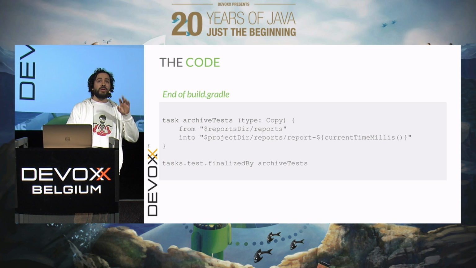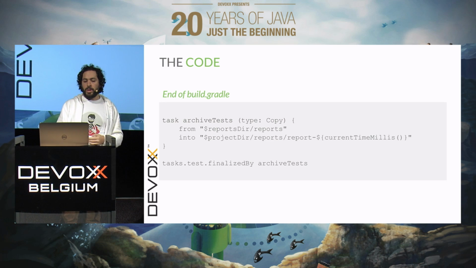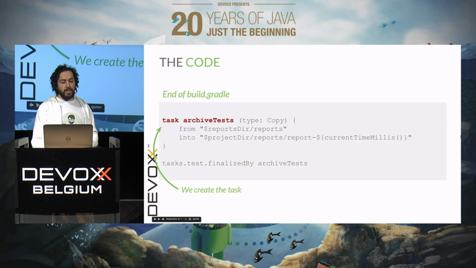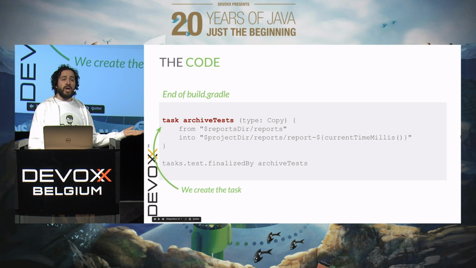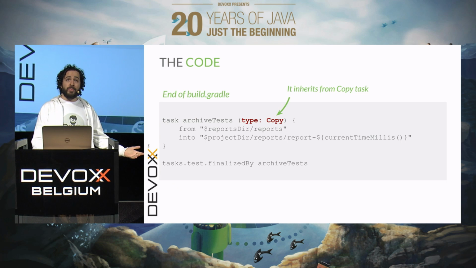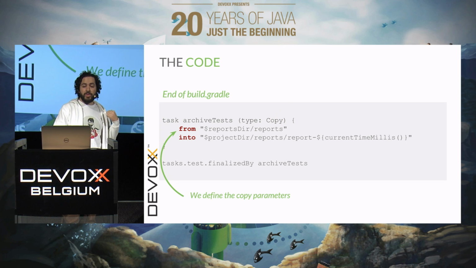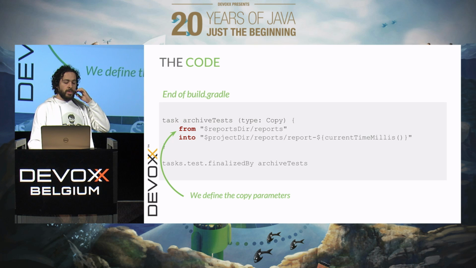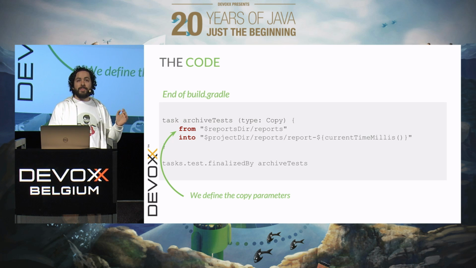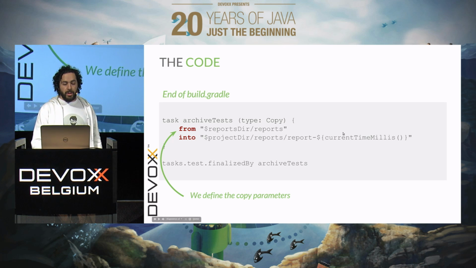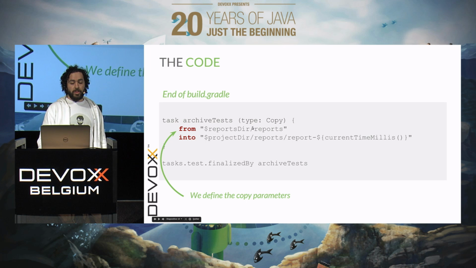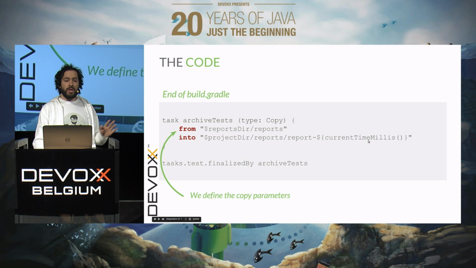Basically, you can already do that from your build.gradle. You can add a task here. We call it archiveTests. It's a type Copy, as I told you about already. We just configure this task to copy, with the from property, this report folder to a new one, getting the timestamp added into the path. Okay, that's very simple.